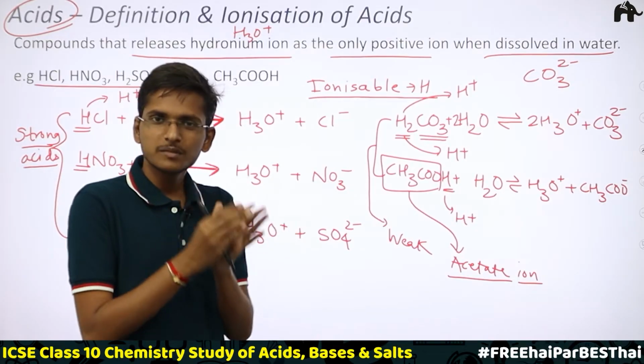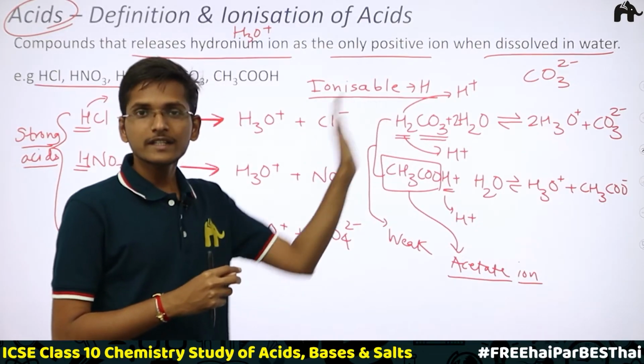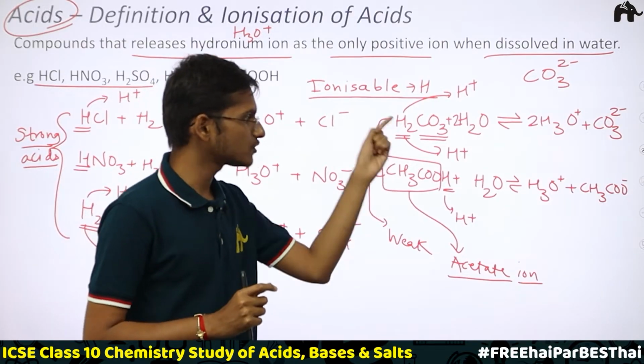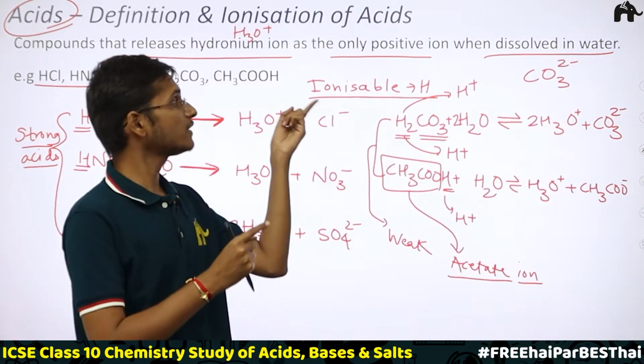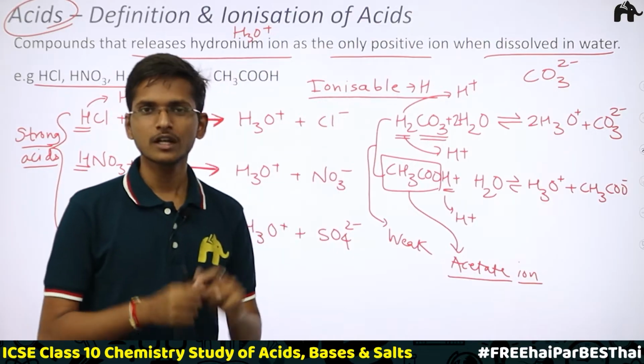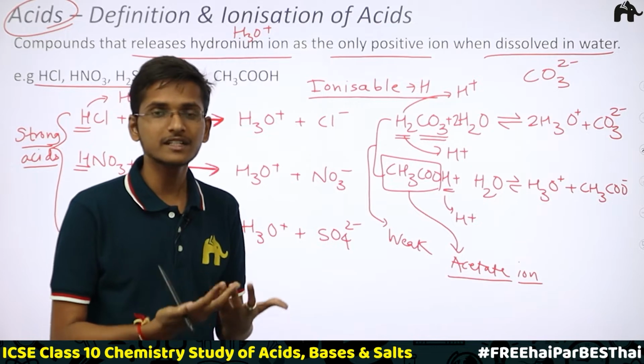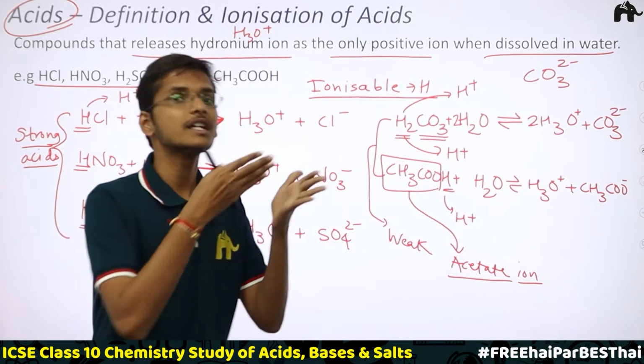So this means that the ionization process depends not just on the number of hydrogen atoms in that acid, but on the number of ionizable hydrogen atoms, which means the hydrogen atoms that the particular acid is willing to give up.